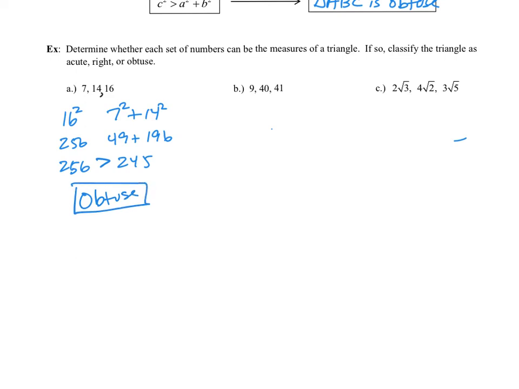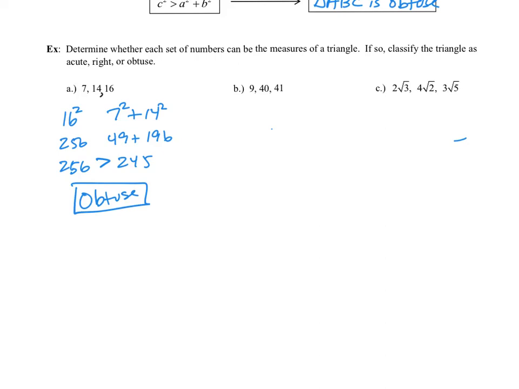Okay, how about letter B? First of all, can it make a triangle? Well, let's see. 9 plus 40 is bigger than 41. 40 plus 41 is bigger than 9, and 9 plus 41 is bigger than 40. So the sum of any two sides is bigger than the third, so it's definitely a triangle.